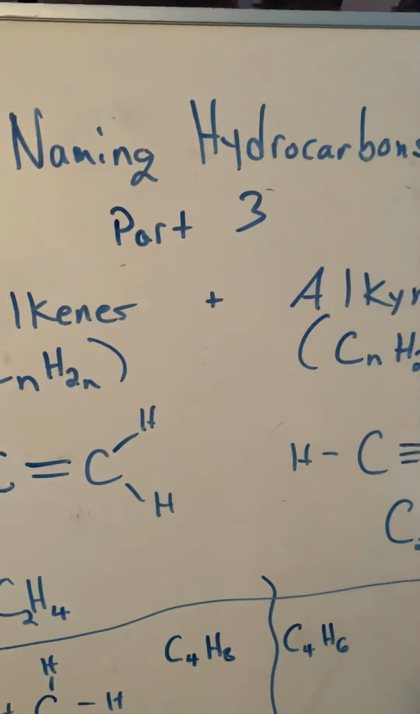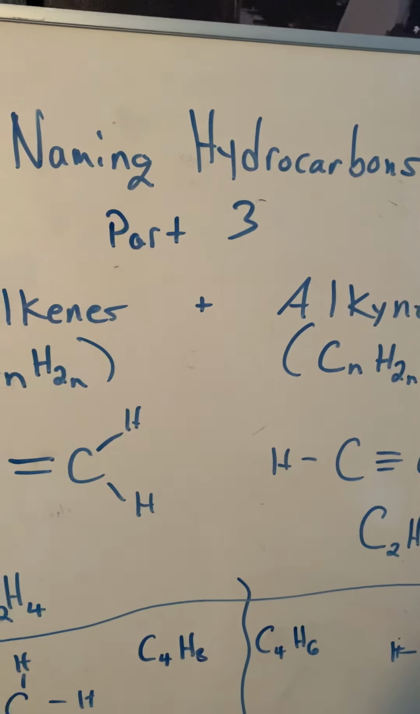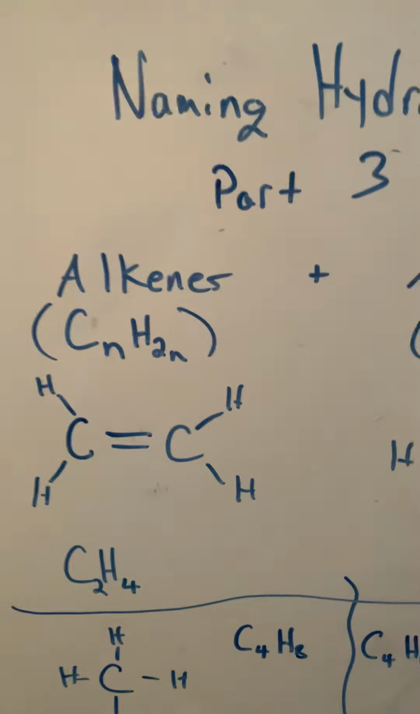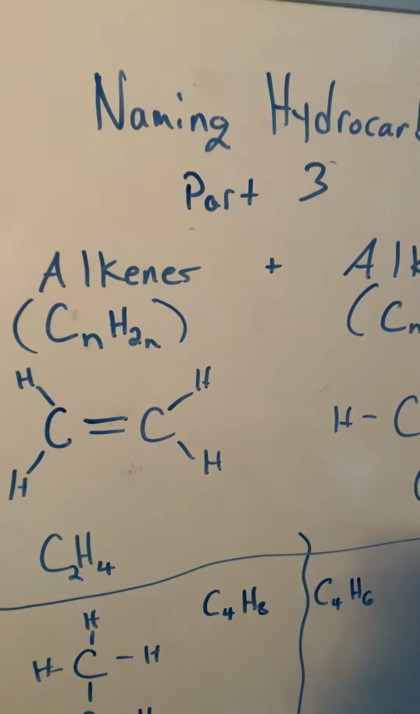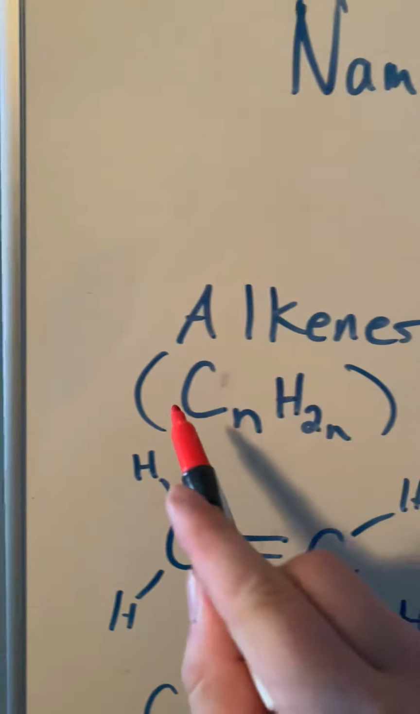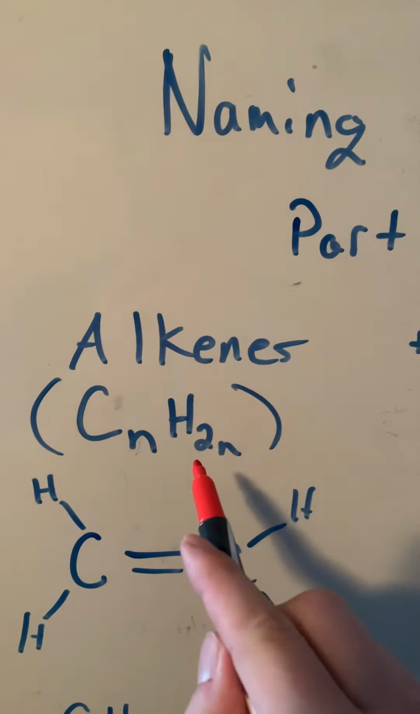And now we have naming hydrocarbons part 3. So now we're going to be talking about alkenes and alkynes. If you look at your reference table, you'll see that alkenes follow the formula CnH2n.